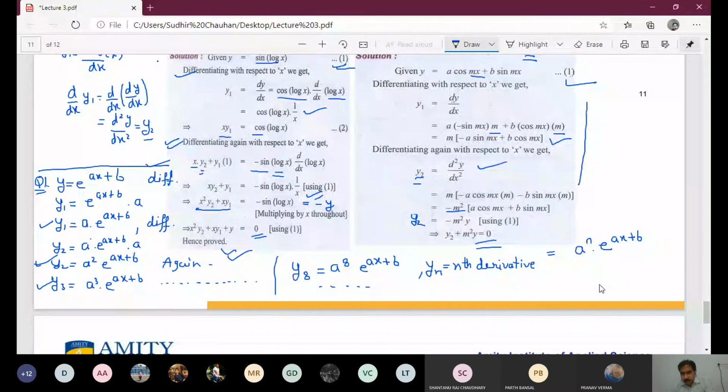Now we can conclude further. If b is equal to 0, then the nth derivative can be represented by dn of e raised to power ax plus b. Now b is equal to 0, then it is dn of e raised to power ax, or you can say yn of e raised to power ax. It can be written as yn, and that will be a raised to power n e raised to power ax, right?